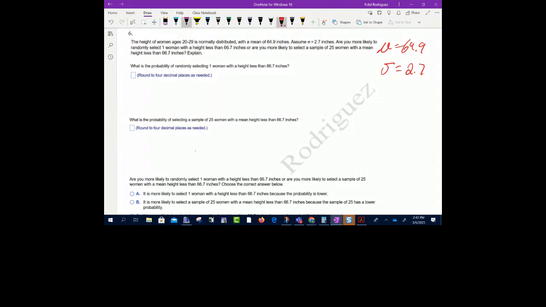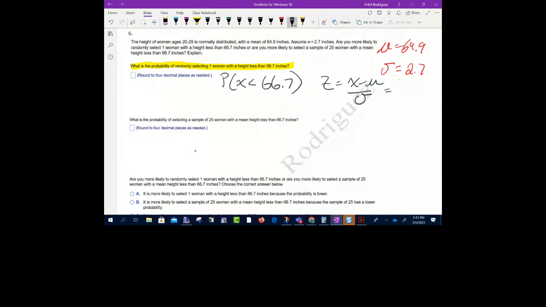So look, y'all, when we do the first part right here, what's the probability of selecting one woman that has a height less than 66.7? For part A, what's the probability that X is less than 66.7? Y'all, this is one person. We're not looking at a sample right now. We're doing what we did last Thursday. So the first thing I'm going to do is convert this to a z-score. We're looking at one person, not a sample, not an average, not a group of people.